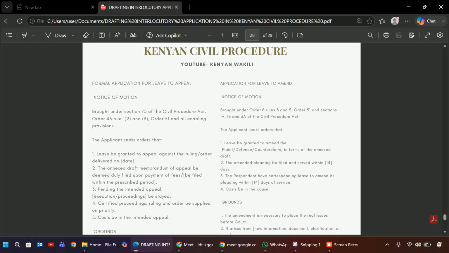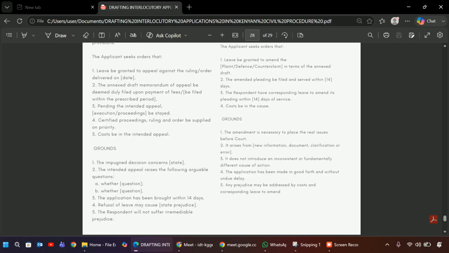And Order 43 Rule 1. So the applicant will be seeking orders that leave be granted to appeal against the ruling dated this day. The draft memorandum of appeal be deemed duly filed upon payment of fees. Pending the intended appeal, execution be stayed. Certified proceedings, ruling and order be supplied, because we seek stay since an appeal in itself does not grant you a stay order, and that the ground is that the impugned decision concerns this. The intended appeal raises the following arguable questions. The application has been brought within 14 days. Refusal of leave may cause prejudice, and the respondent will not suffer irredeemable prejudice.